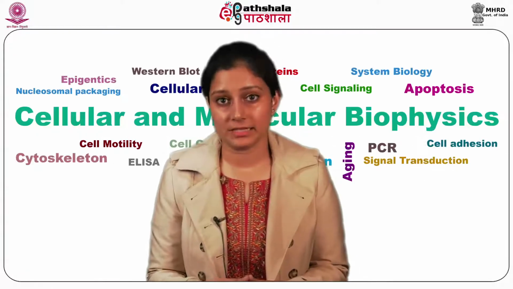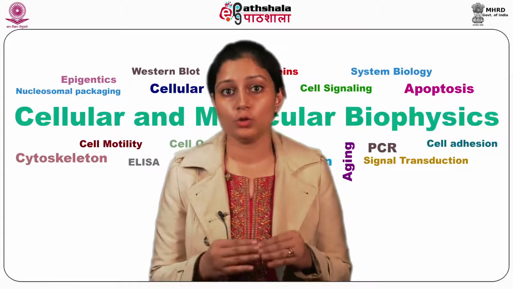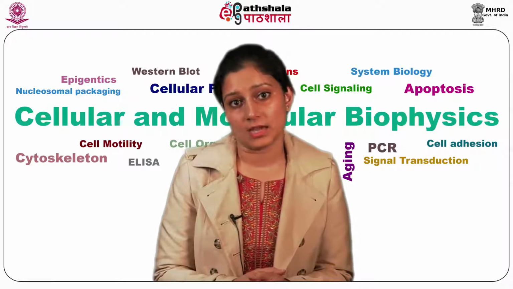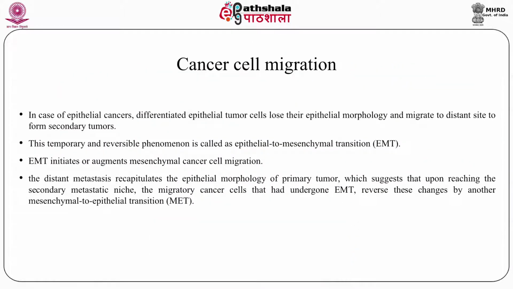In case of epithelial cancers, differentiated epithelial tumor cells lose their epithelial morphology and migrate to distant sites to form secondary tumors. This temporary and reversible phenomenon is called EMT, that is epithelial to mesenchymal transition. EMT initiates or augments mesenchymal cancer cell migration.